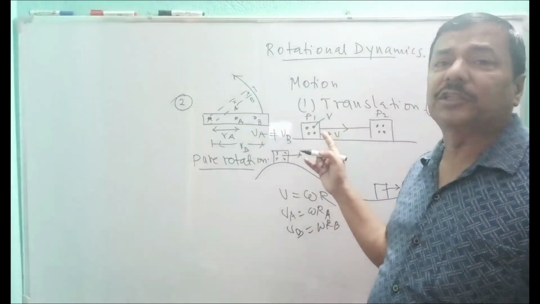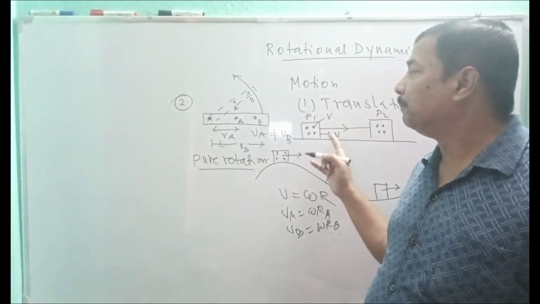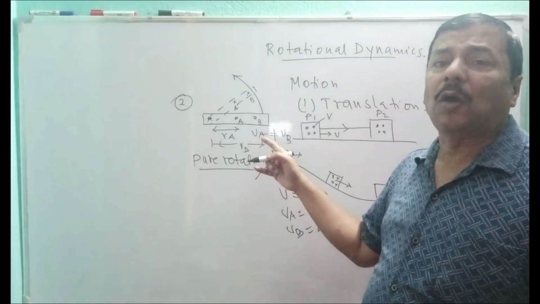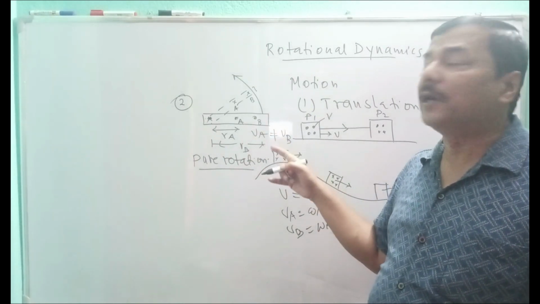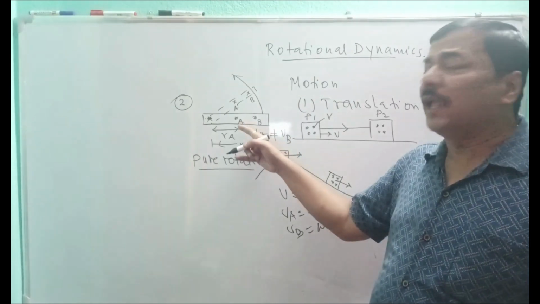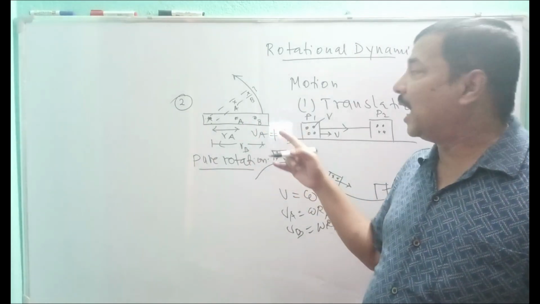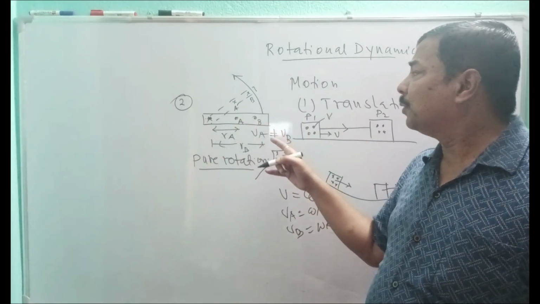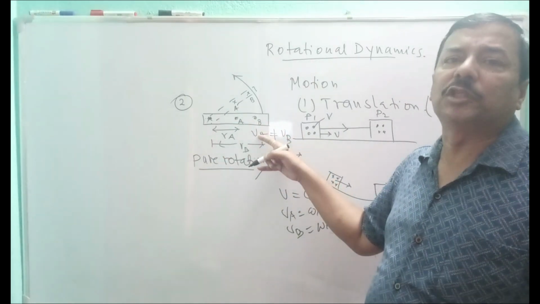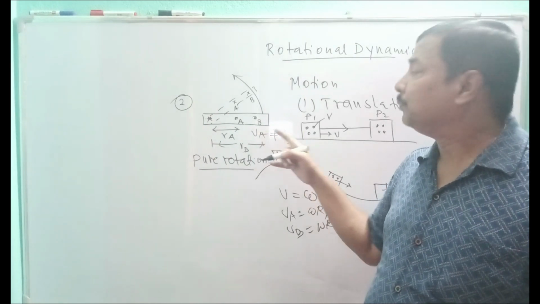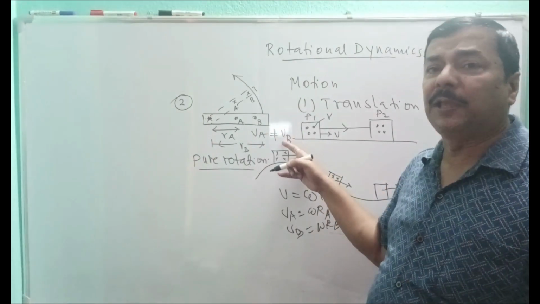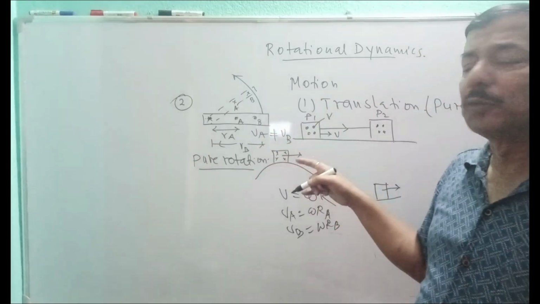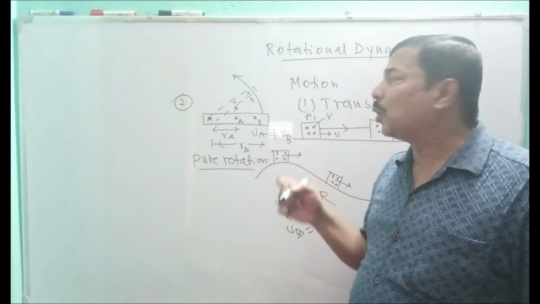Whereas in the case of pure translation, VA was equal to VB. And here the radius is different. The radius of the circular track on which A and B are moving is different. So the velocity of A is different from the velocity of B. And as you understand, RB is greater than RA, so the velocity of B is more than the velocity of A. If I am talking about linear velocity, the linear velocity is more for B than A. So this is the circular motion that has been included here, and it is about pure rotation.